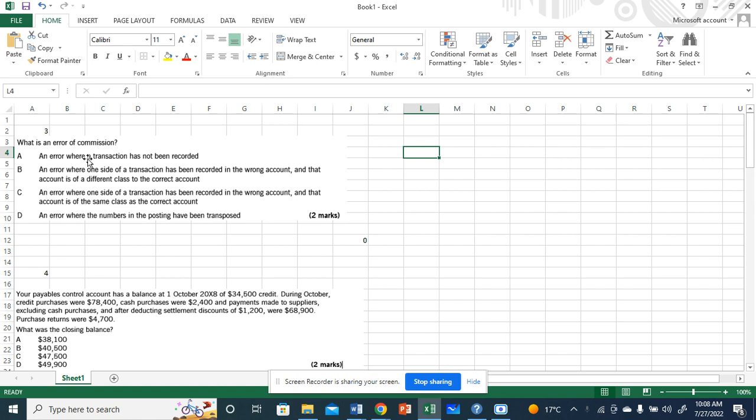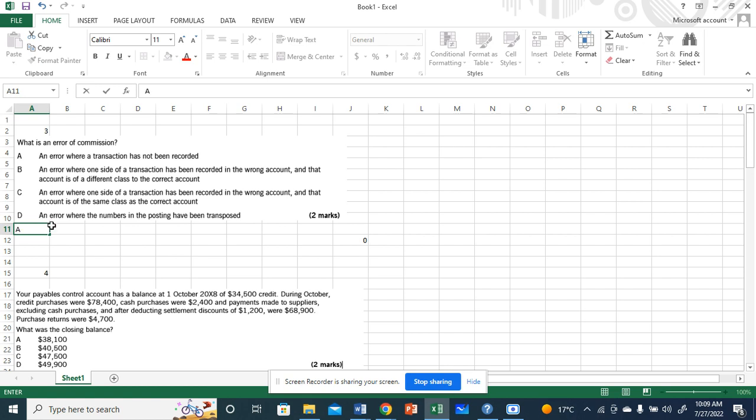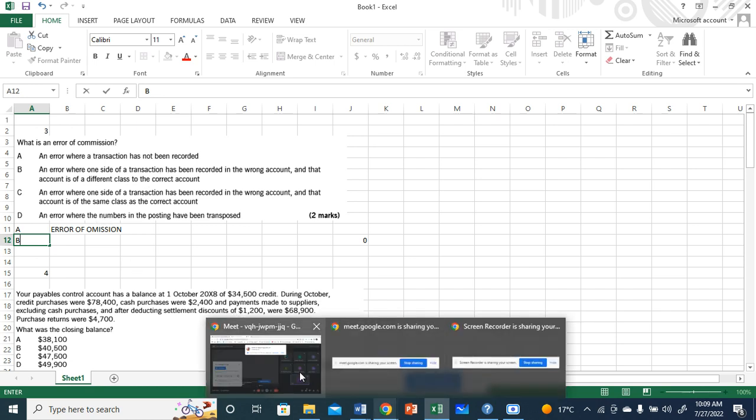A says an error where a transaction has not been recorded. That's an error of omission. You forget to record the transaction. This error doesn't affect the trial balance, right? B says an error where one side of the transaction has been recorded in the wrong account and that the account is of a different class to the correct account. That is an error of original entry.